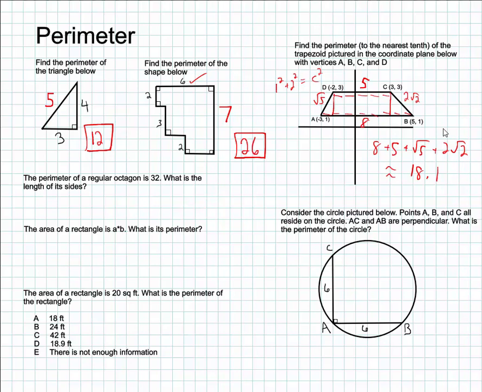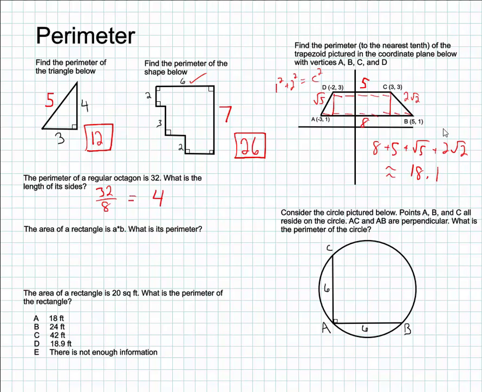The perimeter of a regular octagon is 32. What is the length of its sides? Well, an octagon has 8 sides, and it's regular, meaning all the sides are the same length. So we have 32 divided by 8 to get the length of each individual side, and that is equal to 4.